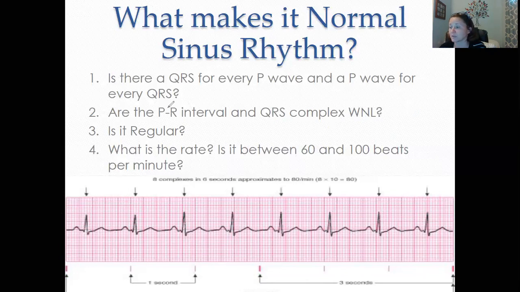And I just want to reiterate, we'll look at these practice strips, but when we're looking at what makes it normal sinus rhythm, does it have all the parts of the complex? Are things that we've measured out, PR interval and QRS complex, within normal limits? Is it regular? And is the rate between 60 and 100? And that's how we're going to determine if it's normal sinus rhythm.